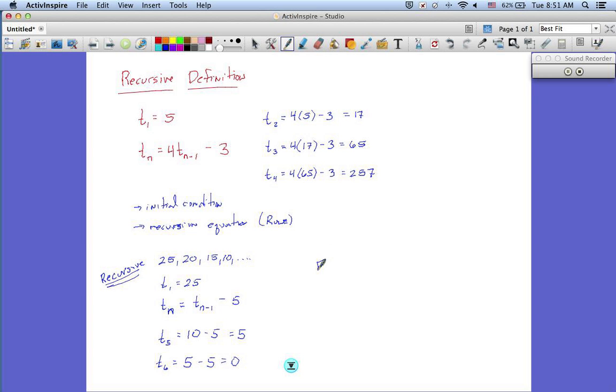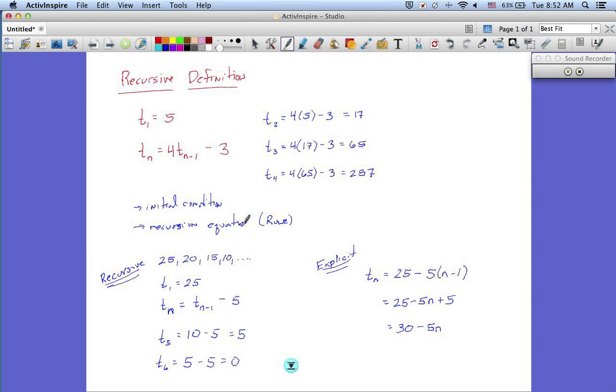Okay, explicitly, any term t sub n is the first term minus 5 times n minus 1, or 25 minus 5n plus 5, which is 30 minus 5n. Okay, so there's recursive versus explicit.